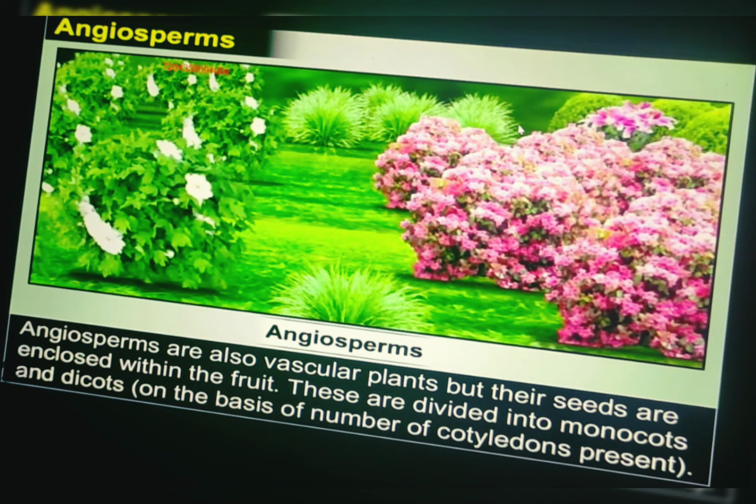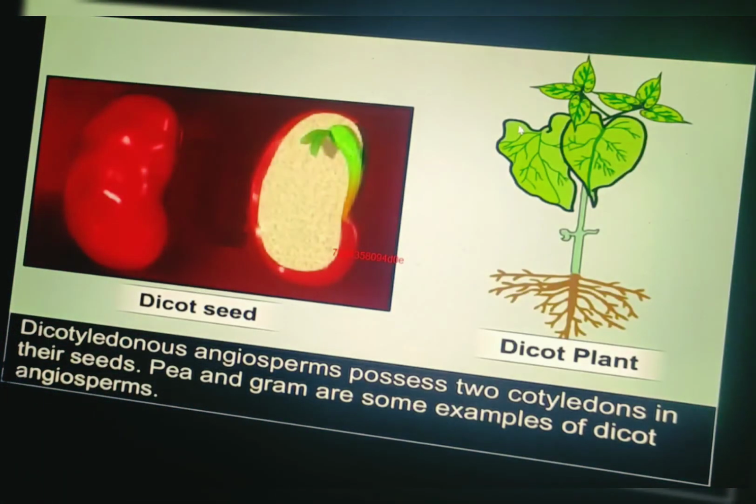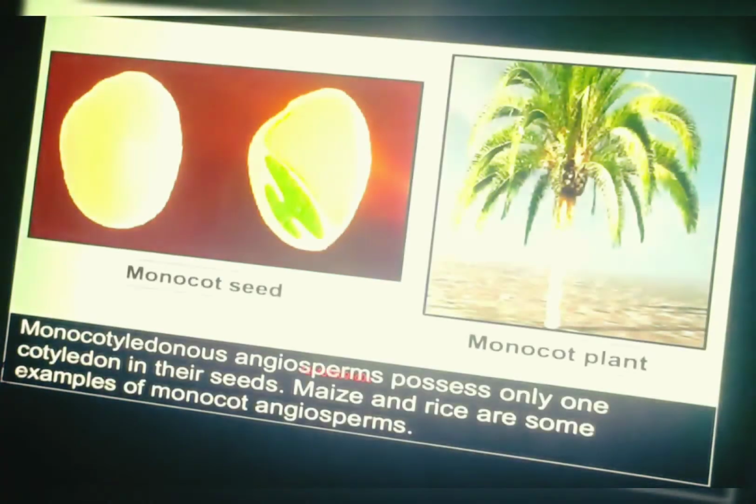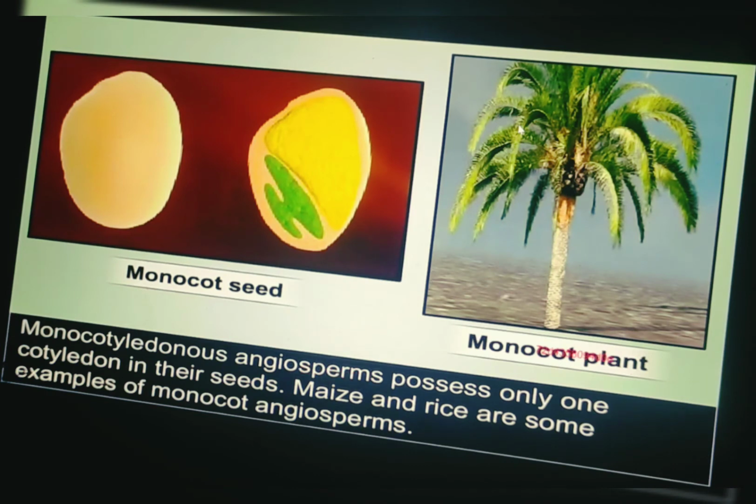Angiosperms are classified as monocots and dicots based on the number of cotyledons in their seeds. Dicotyledonous angiosperms possess two cotyledons in their seeds. Pea and gram are examples of dicot angiosperms. Monocotyledonous angiosperms, on the other hand, contain only one cotyledon in their seed. Maize and rice are examples of monocot angiosperms.